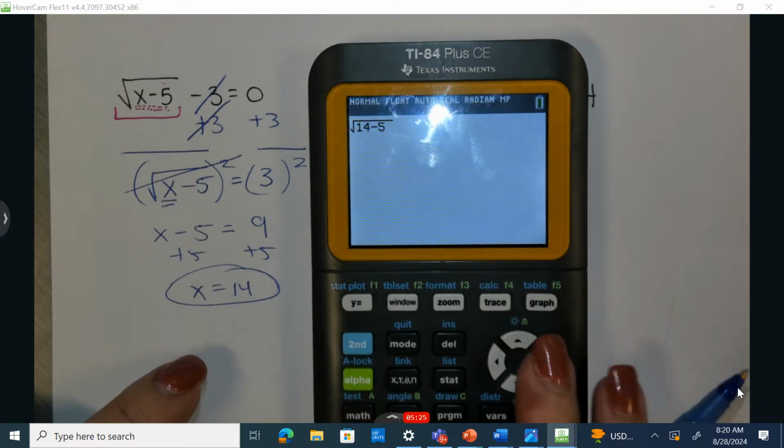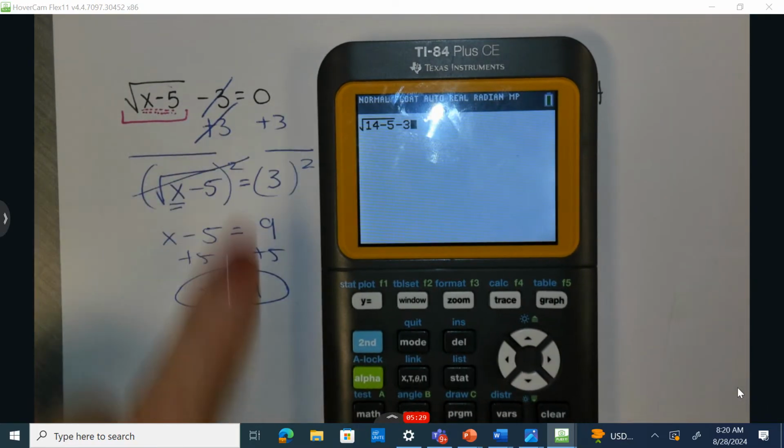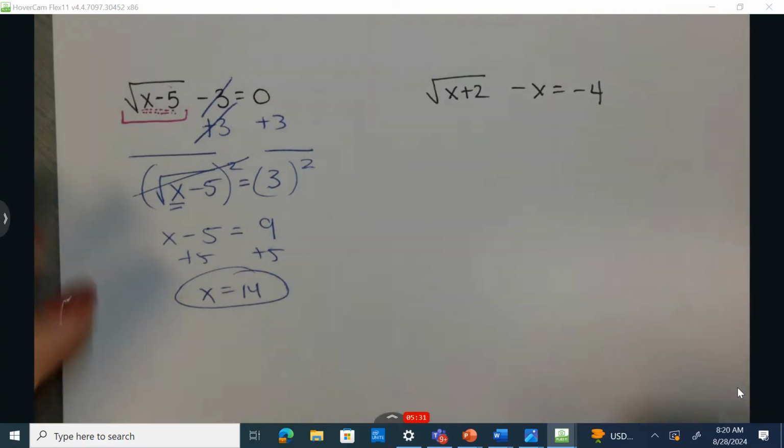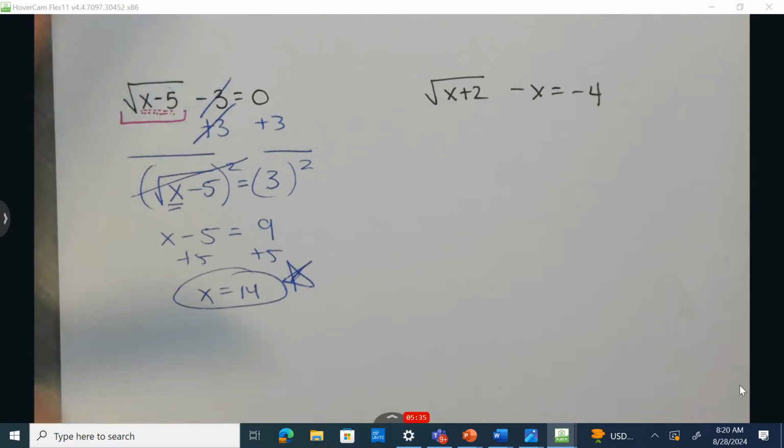14 subtract 5, I use the arrow to go back, minus 3. This has to equal 0 if this is the correct answer. It does equal 0. I'm going to put a little star there saying that I justified it and it works.